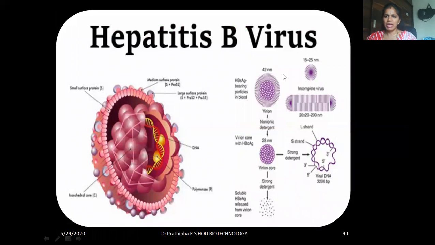Here you can go through the hepatitis B virus. You can see the small surface proteins. Then you can see the DNA molecule and polymerase. Here you can see the incomplete virus, and here you can see the virion. Non-infectious development, and later you will be able to see the mature hepatitis B virus. This is the viral DNA with 3,200 base pairs.